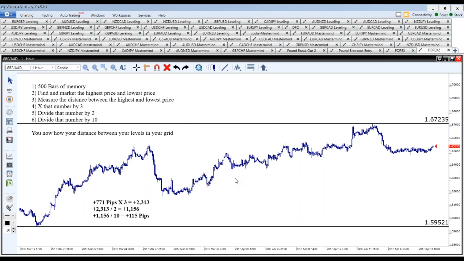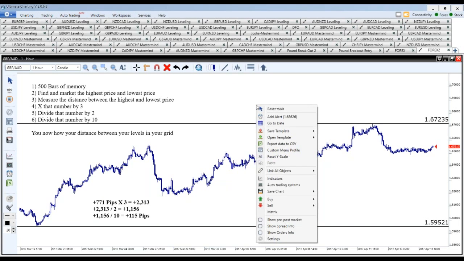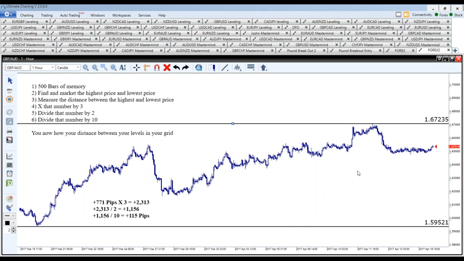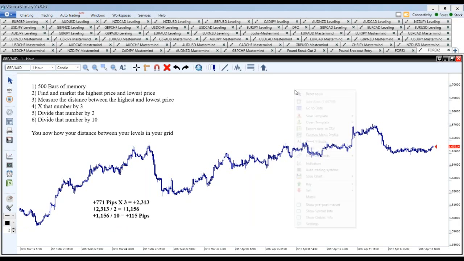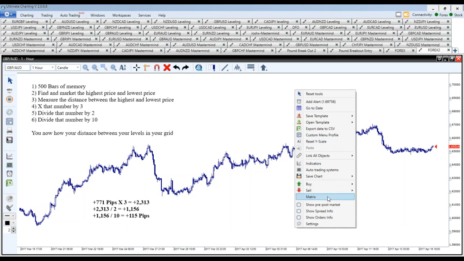Now, watch this, okay? X means times, so times that number. When I right-click on my screen, I'm the only one that has this right now, but I will be releasing this to you if you want it, okay? Now, I'm going to right-click on my screen, and down here, you're going to see what's called the matrix. The matrix is where I can automate my grid, okay? So once again, I'm going to right-click on my screen, and I'm going to left-click over matrix.